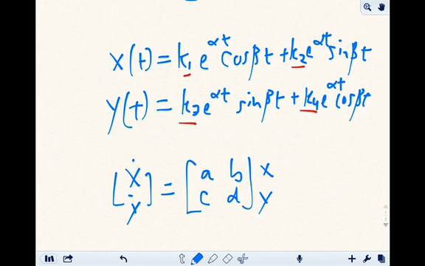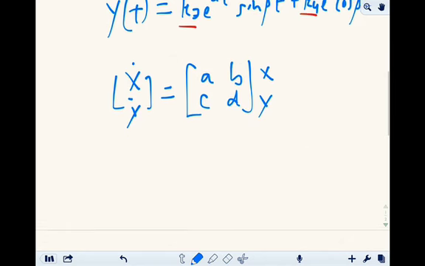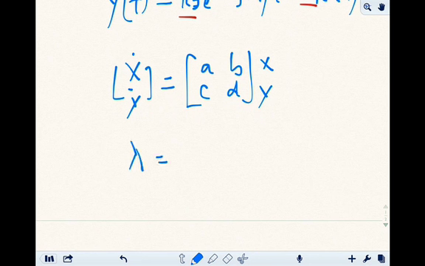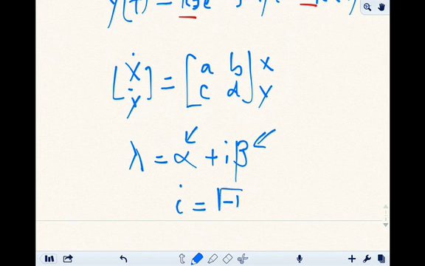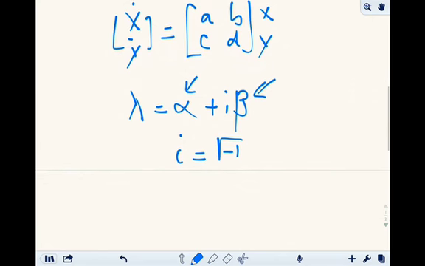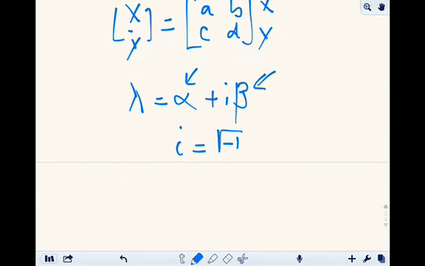We solved one analytically, and then we started looking at what happens, the system response based on the eigenvalues. Here, in this case, this is for a general eigenvalue of the form lambda equals alpha plus i beta. These are complex eigenvalues. They have a real part and an imaginary part, and again, i is the square root of -1.